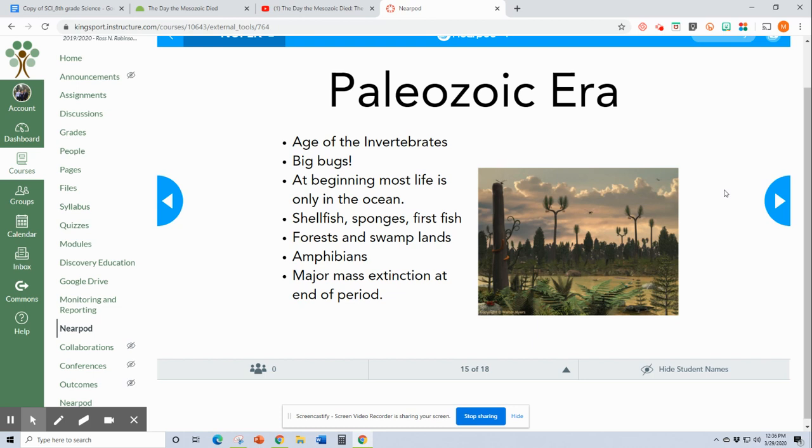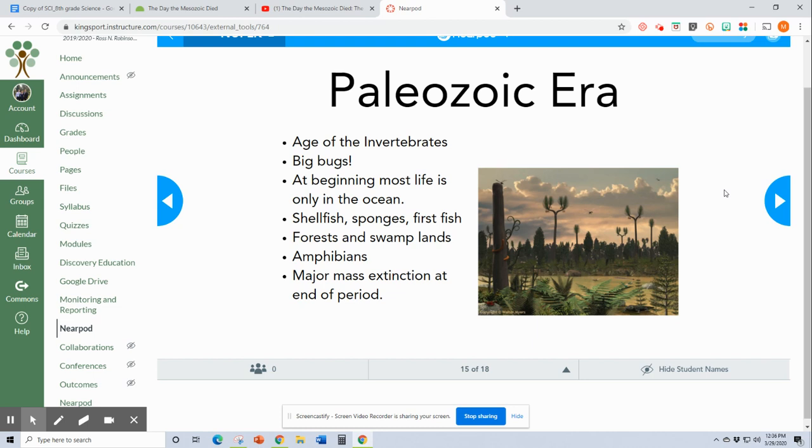We think, although I think there's starting to be a little bit of controversy on this next thing, that most life at this stage was only in the ocean. So the fossil record shows us our first fish. And then the fossil record shows us amphibians. And then remember, we had a big mass extinction at the end of this era.